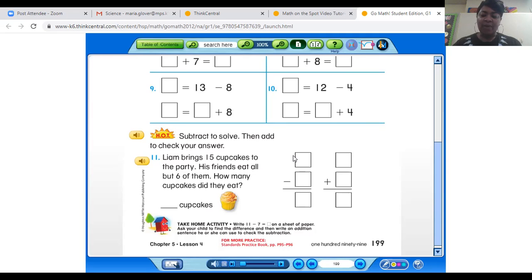So he brought 15 to the party. His friends eat all but 6. So we're going to take away those 6. 15 minus 6. Let me know what 15 minus 6 is, and you will know how many cupcakes were eaten at the party, okay?